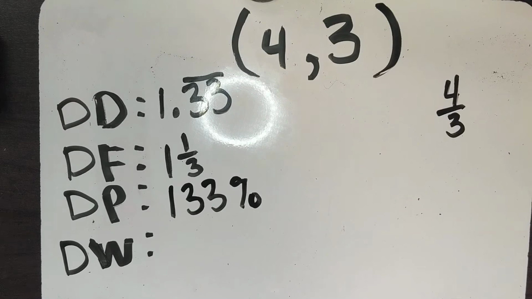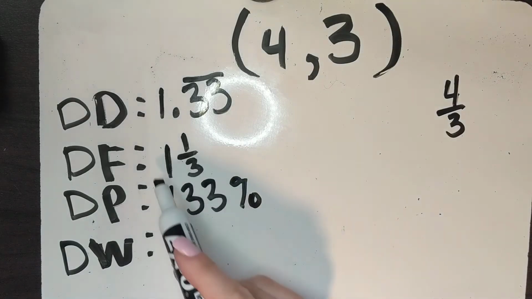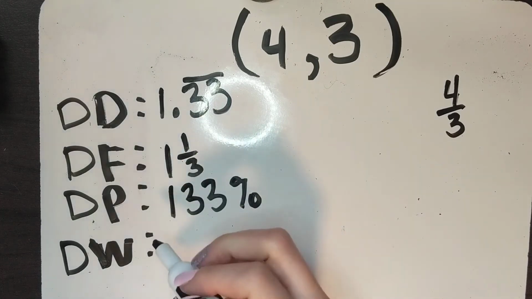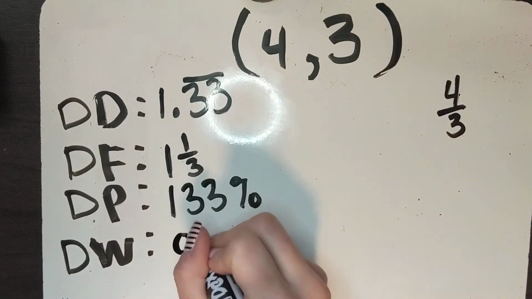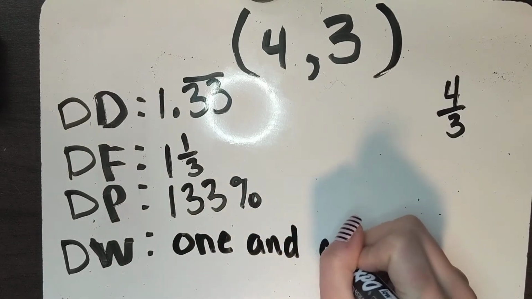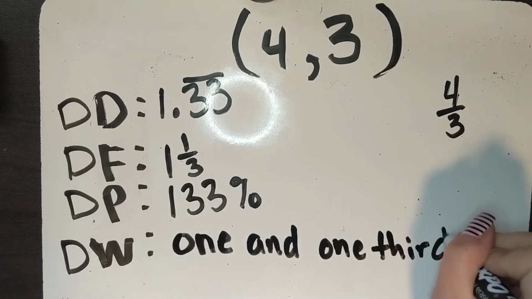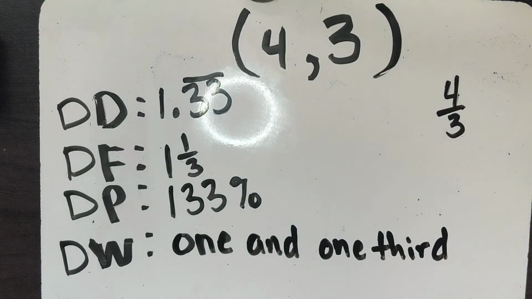Now when I write it in words, I'm going to go to my fraction form and I'm going to write that fraction out in words. So I'm going to write 1 and 1/3. So that's how I would divide my two numbers and write my answers.